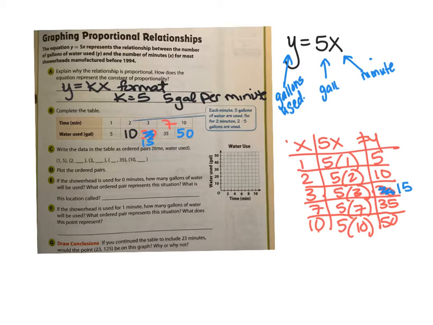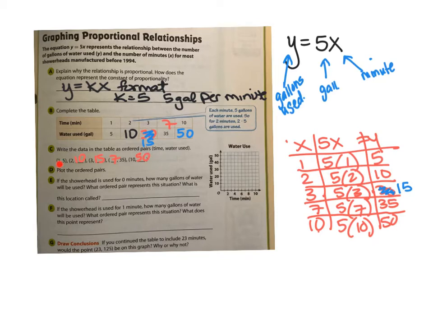Okay. Then let's put our coordinates down here. When x is 1, y is 5. 1, 5. When x is 2, y was 10. When x was 3, y was 15, Miss Sanchez, not 30. When x was 7, y was 35. When x was 10, y was 50. And then we will graph it.